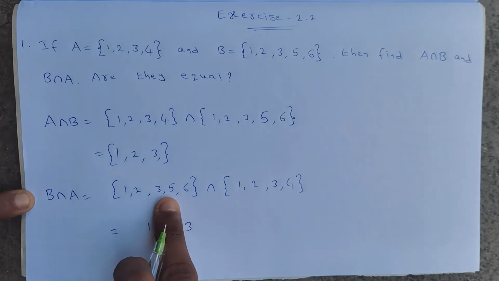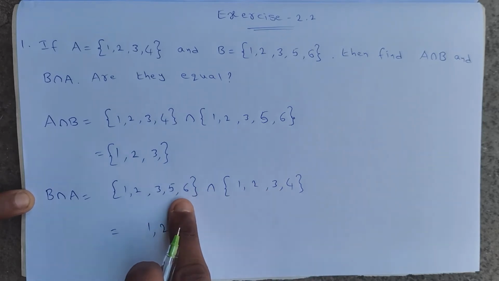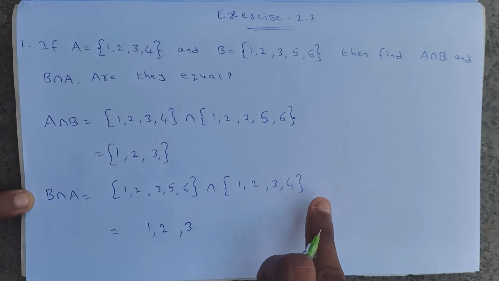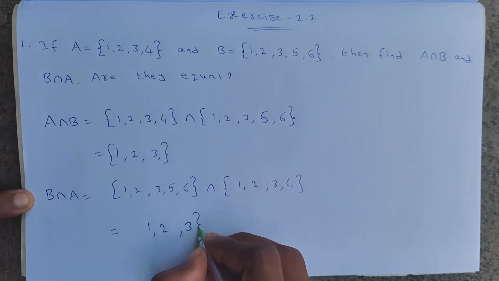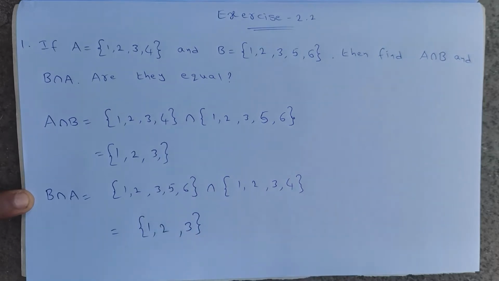Next, here element 5 is there, but 5 is not there in this. Here element 6 is there, in this element 6 is not there. Here element 4 is there, but element 4 is not there here. So B intersection A is {1, 2, 3}.